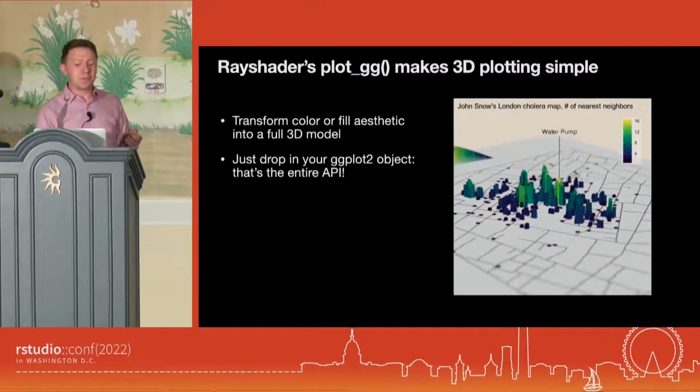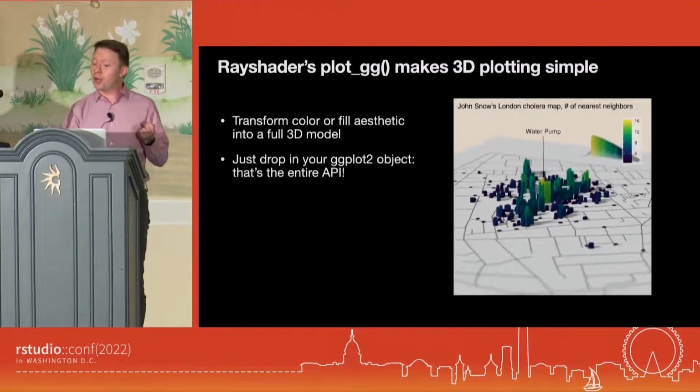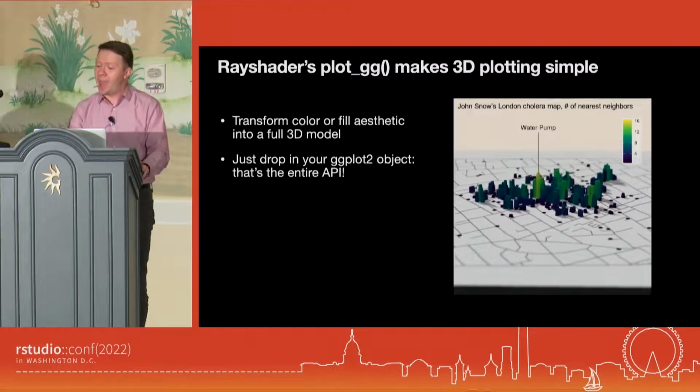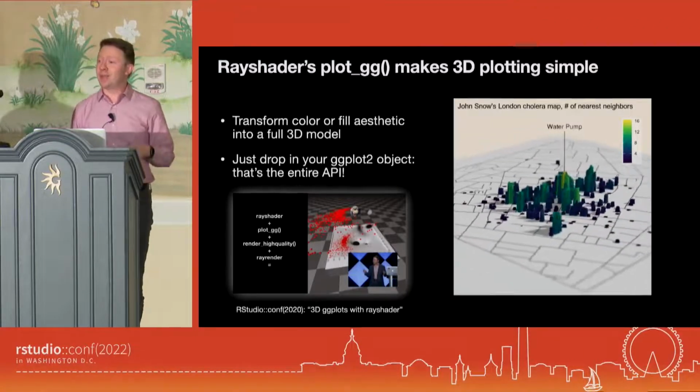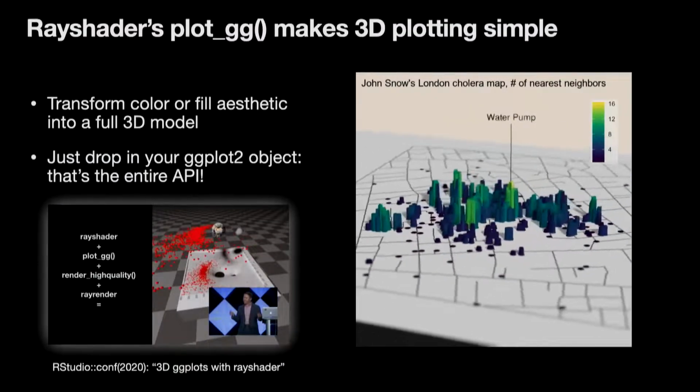The process of converting ggplots to 3D is fully automated in Ray Shader's plot_gg function, and if you want to learn more information, check out my RStudioConf 2020 talk on making 3D ggplots with Ray Shader.